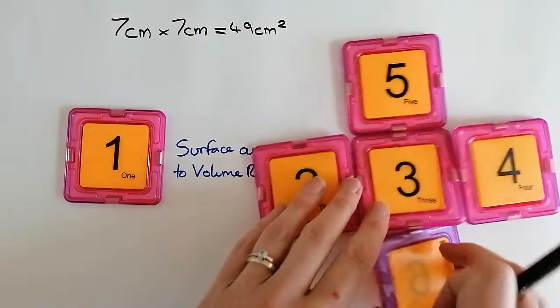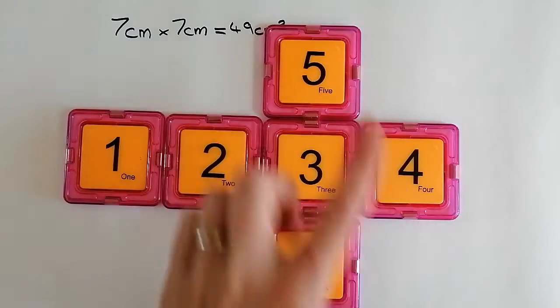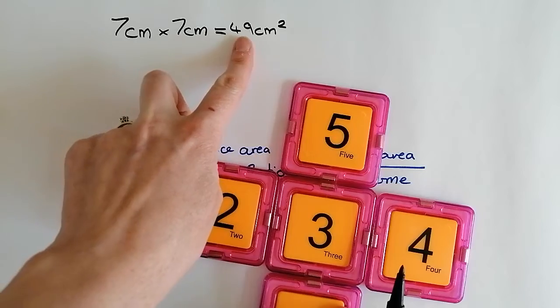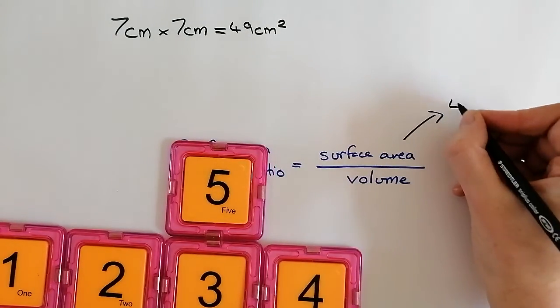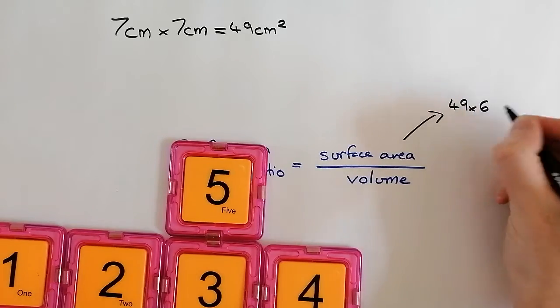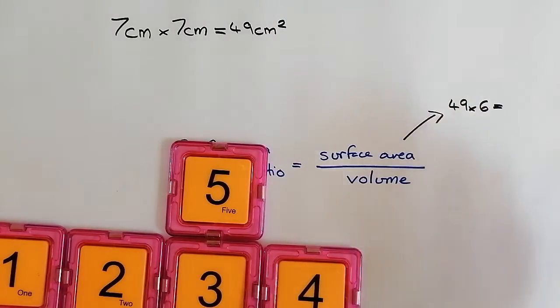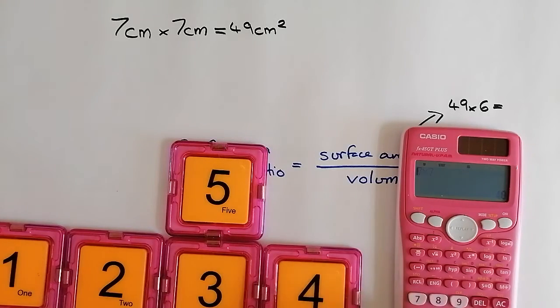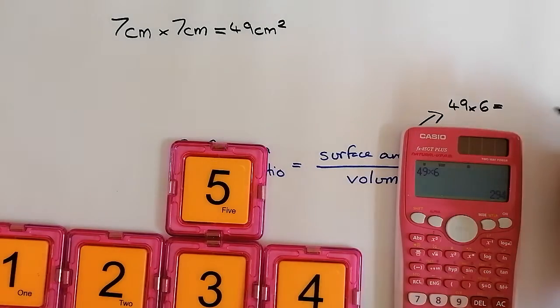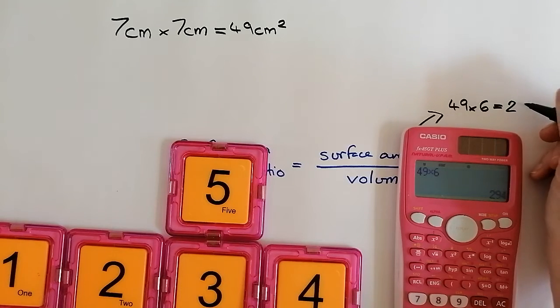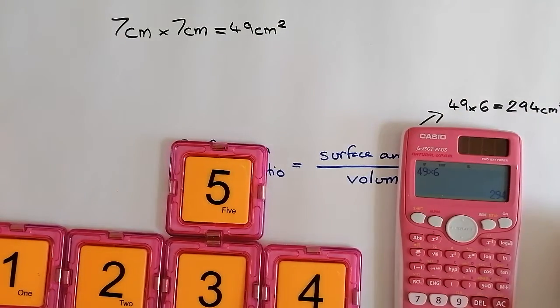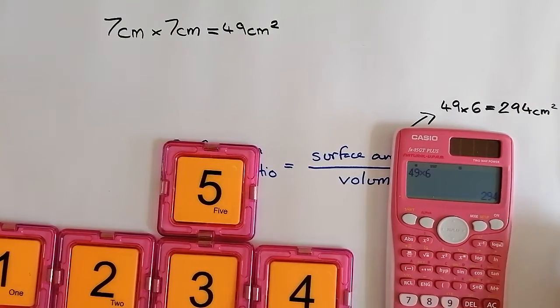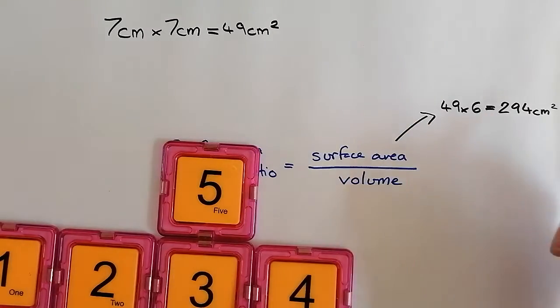So we now need the rest of the net back. We've got 1, 2, 3, 4, 5, 6 times that. So our surface area is the 49 that we've already calculated times 6, because there are 6 sides. Again, calculate it: 49 times 6 will give us 294 centimetres squared. And again, the little 2 is floating just to one side. So that is our surface area that we need.